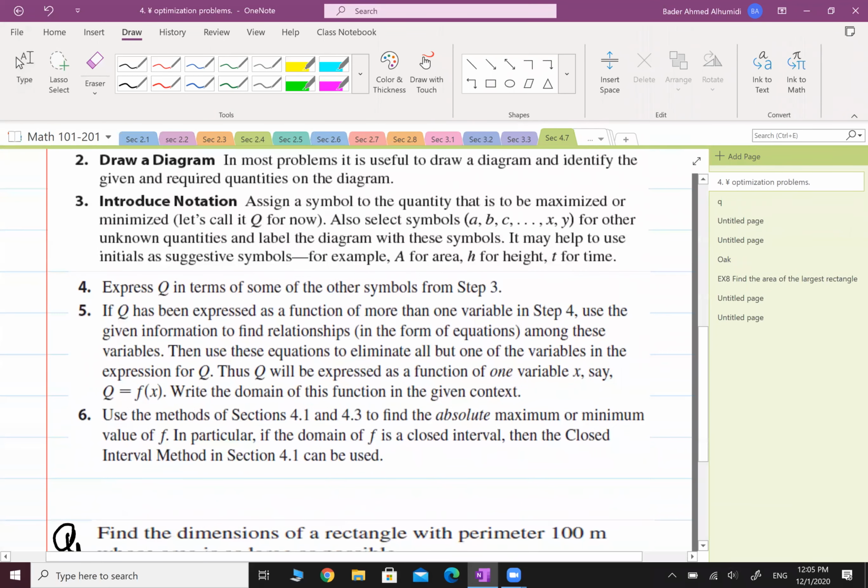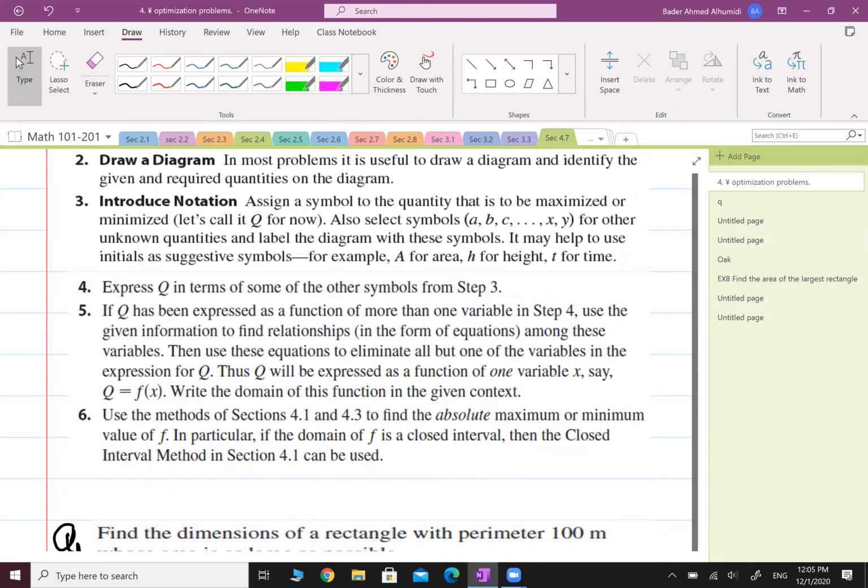Number 4, I will look for the quantity that will be maximized or minimized. For example, here we call it Q for quantity. If it is an area, I will call it A. If it is length, I will call it L, and so on. If it is a height, I will call it H, depending on the problem. The quantity that will be maximized or minimized, I will find a formula for it.